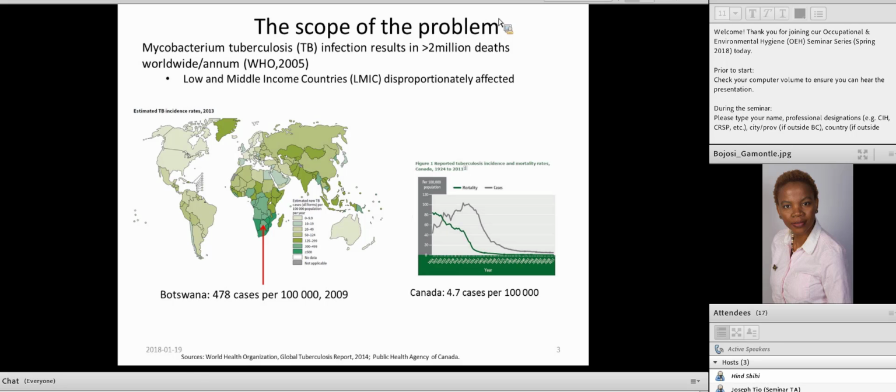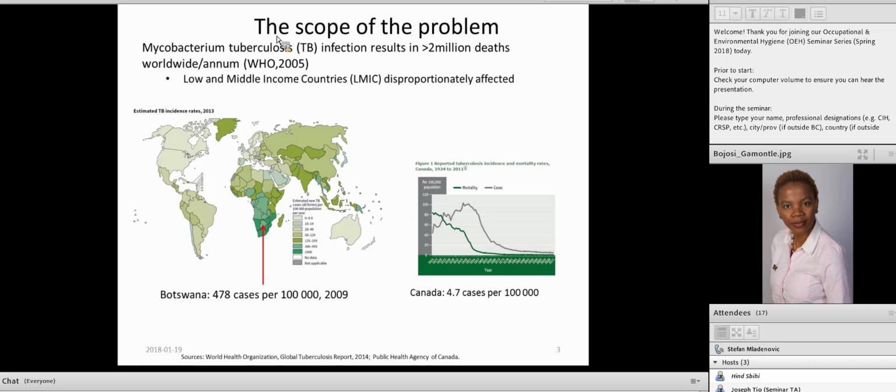globally. So basically, TB is actually one of the oldest diseases in human history. But having said that, it still kills over 2 million people globally per year. And lower and middle income countries are disproportionately affected in the sense that 90% of TB cases in the world are actually in these countries.